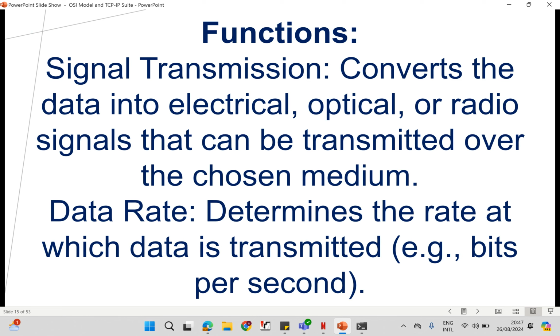So what does it do? What is the function of the physical layer? The first function is signal transmission. It converts the data into electrical, optical, or radio signals that can be transmitted over the chosen medium.